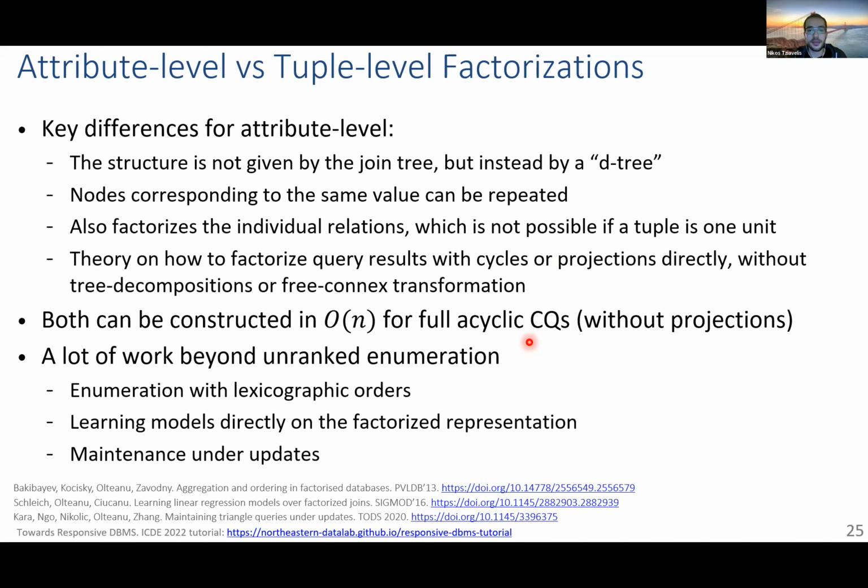And I think now I will pass it on to Wolfgang, who will talk more about dynamic programming.